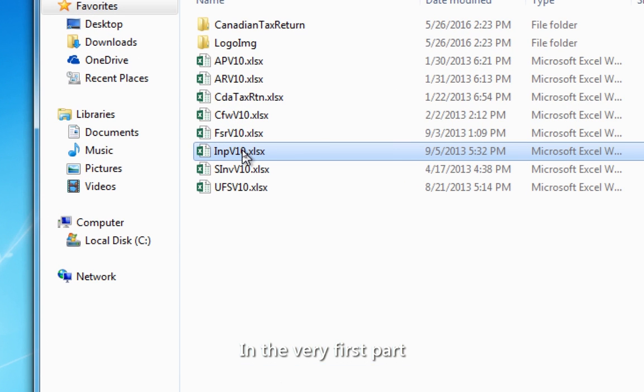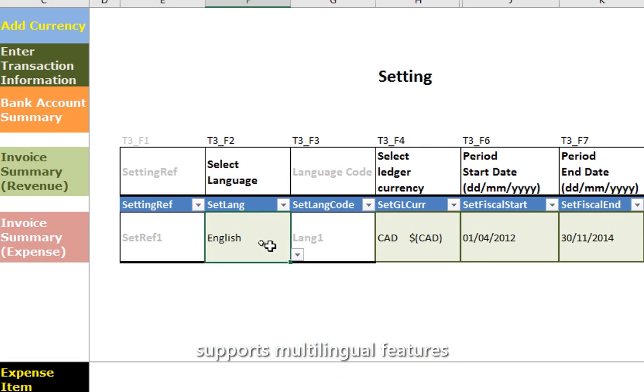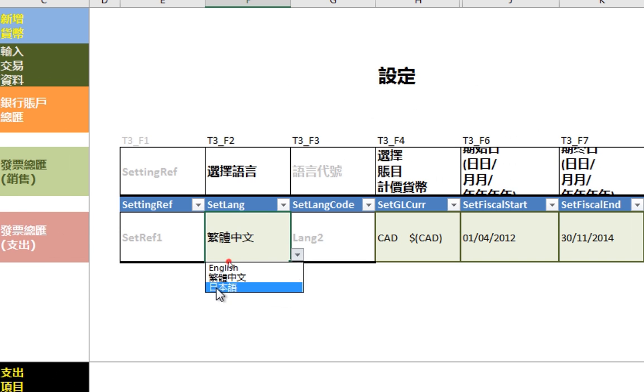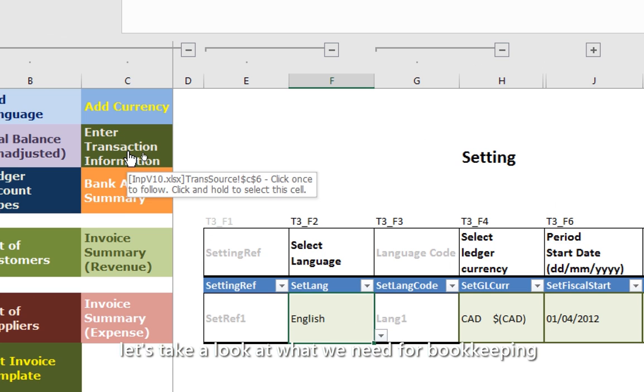This is an overview on how we DIY our own accounting system with just Excel. In the very first part, we'll have our bookkeeping data. Our template supports multilingual features. Now, let's take a look at what we need for bookkeeping.